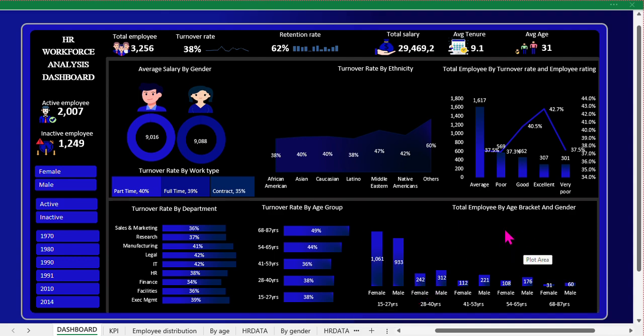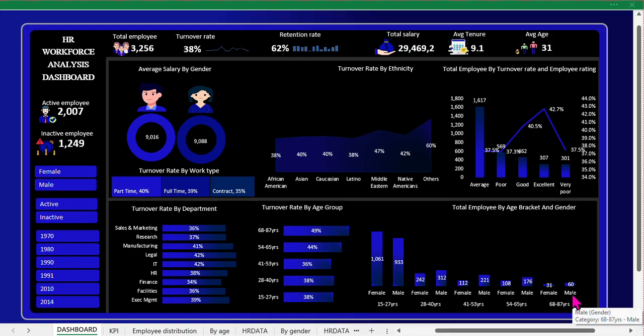Now we have another chart here, total employees by age bracket and gender. For the 15 to 27 years, we can see that the female count is 1061 and the male is 933. So the female gender is higher in this age range. For the 28 to 40 range, the male is higher and the female is lower. We can see this across the other age groups too.